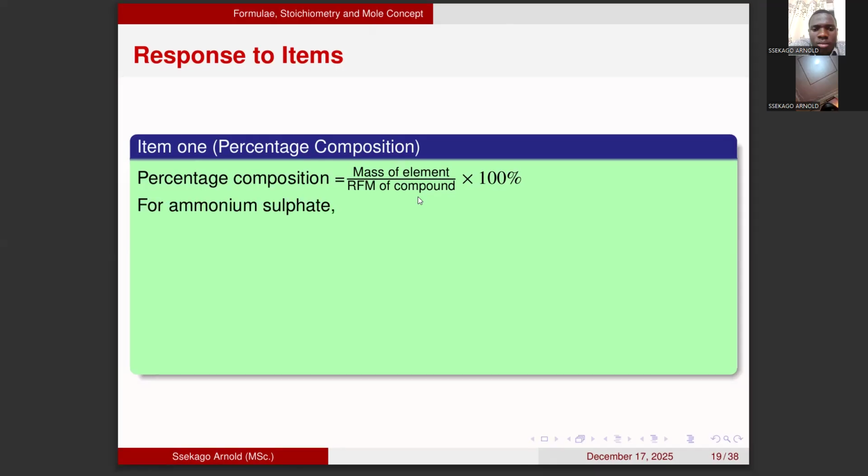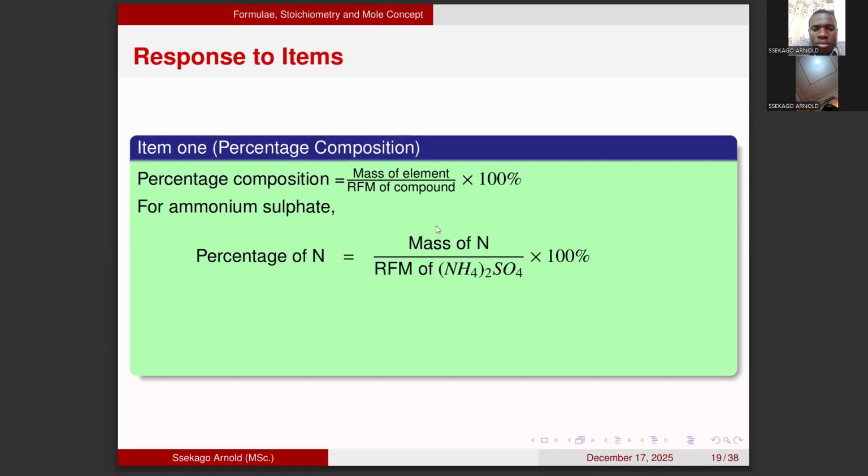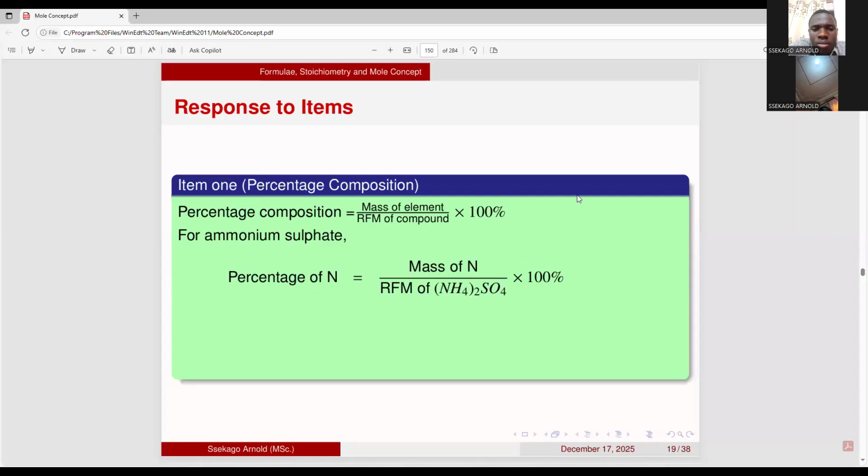The first compound is ammonium sulfate. For ammonium sulfate, we want to determine the percentage of nitrogen. In this case, we shall say the percentage of nitrogen for ammonium sulfate is equal to the mass of nitrogen over the RFM of the compound, which is ammonium sulfate, times 100%. So we feed those respective values into this formula. For the mass of nitrogen, you have to look at the given compound. Like in this case, we have ammonium sulfate.